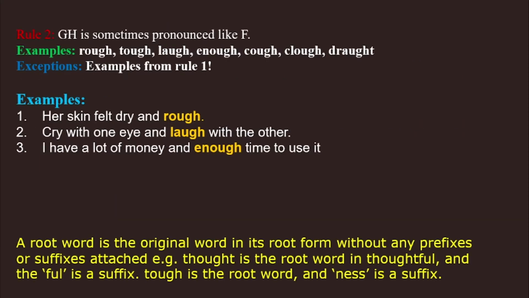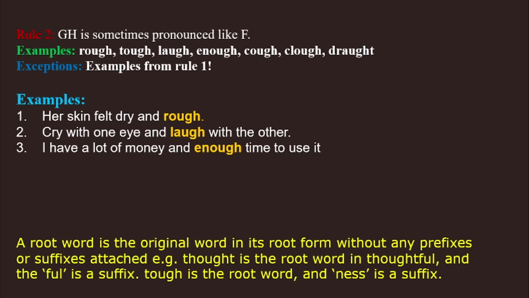Rule number 2. GH is sometimes pronounced like F. Let's look at the examples. Rough, tough, laugh, enough, cuff, cloud. Now let's look at the exceptions. So exceptions are the words from the examples of rule number 1, which I've already told you. Now let's look at the examples. Her skin felt dry and rough. Cry with one eye and laugh with the other. I have a lot of money and enough time to use it.